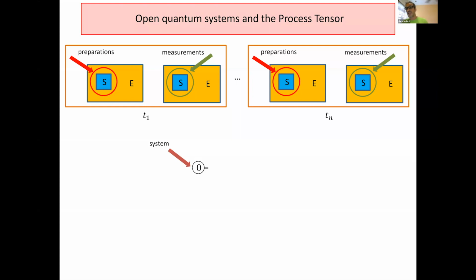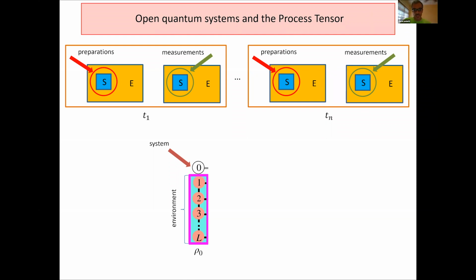So how do we describe this? We take a system, which I characterize here by this circle with a 0 inside. And then I connect an environment as a chain. The system could be a spin and the environment another spin chain or something else.